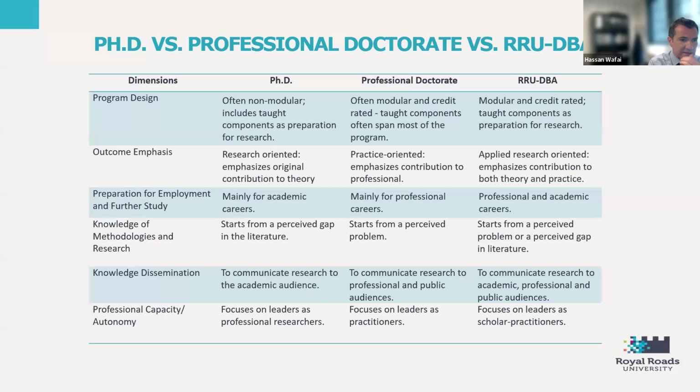Another dimension, only an example here, in terms of preparation for employment, the yellow one, I'm focusing on the yellow one, right? Preparation for employment. Conventional PhD program ideally is supposed to prepare you for academic careers. However, in Canada, 70% of PhD graduates couldn't find jobs in academic careers, right? They couldn't find jobs in academia. Professional doctorate prepares you to work in the industry. Royal Road DBA prepares you to work in academia and beyond academia.